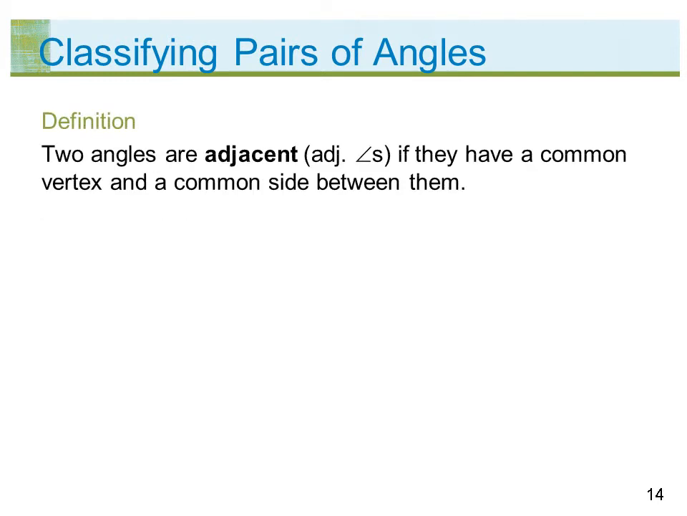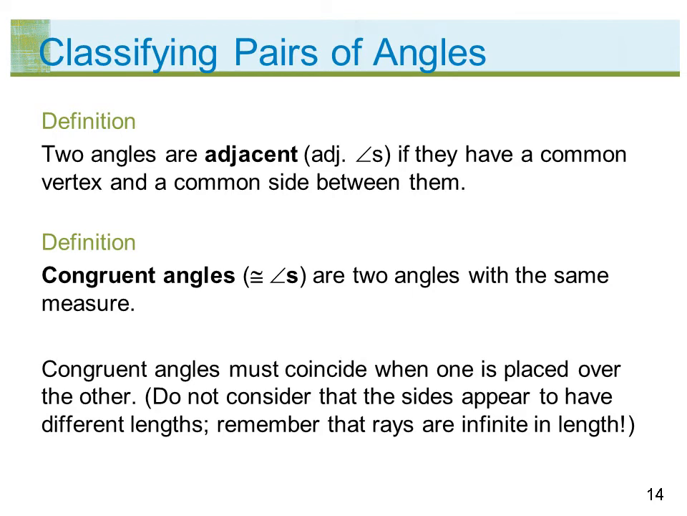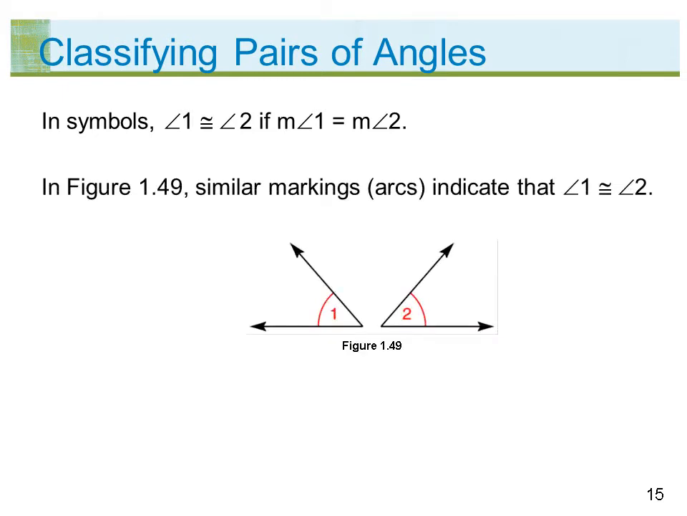Definition: 2 angles are adjacent, ADJ angles, if they have a common vertex and a common side between them. Definition: congruent angles are 2 angles with the same measure. Congruent angles must coincide when one is placed over the other. Do not consider that the sides appear to have different lengths. Remember that rays are infinite in length. In symbols, angle 1 is congruent to angle 2 if the measure of angle 1 equals the measure of angle 2. In Figure 1.49, similar markings, arcs, indicate that angle 1 is congruent to angle 2.